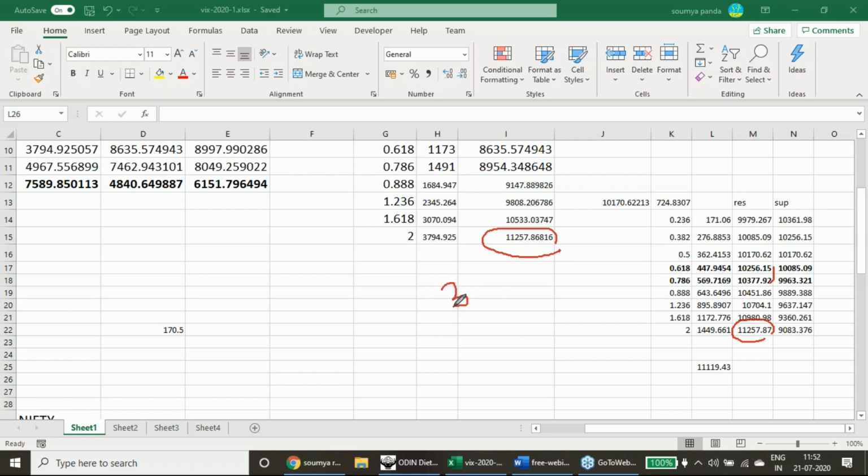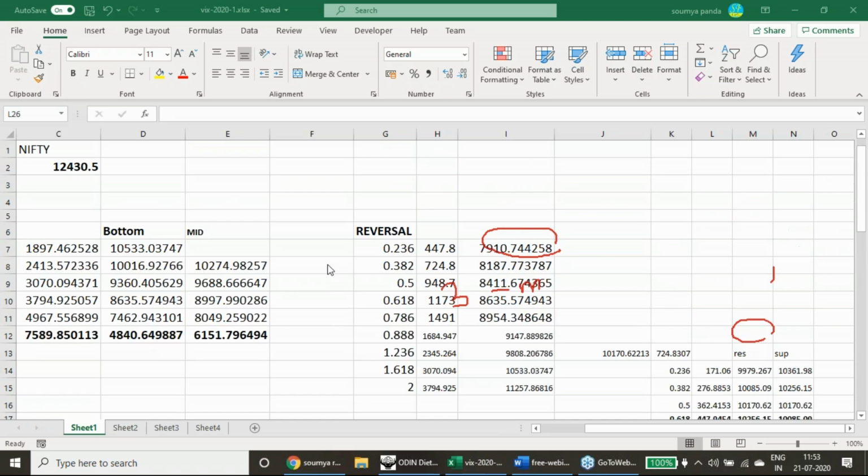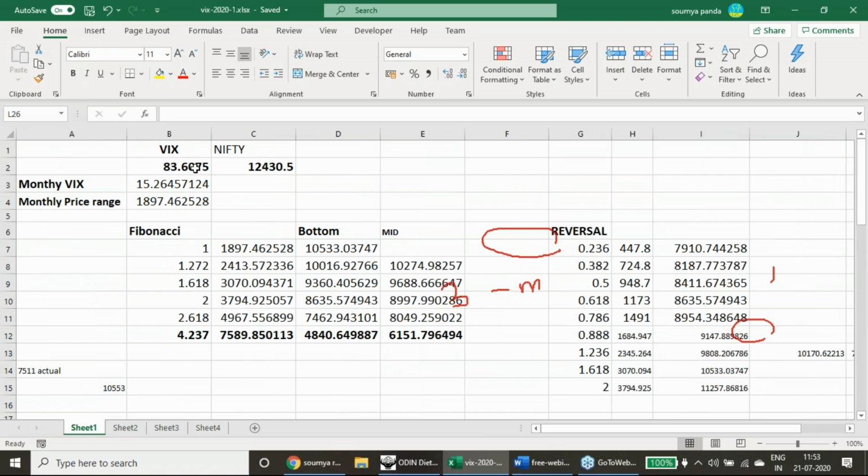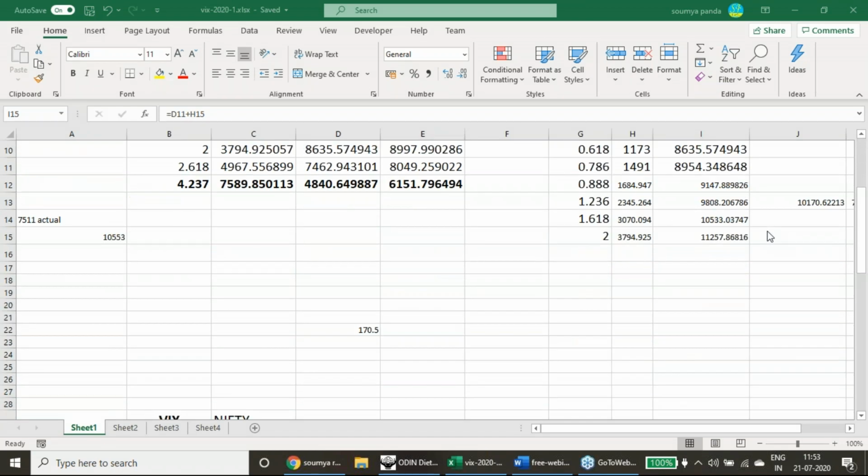And this is the calculation we did 3 months before, when the VIX peaked or made a top of 86% and settled at 83.60. So almost we are on the verge of completing this, and only 100 and odd points are left for our last estimation of 11,257. So what is the way forward? Beyond this, what do we expect? And during this period, lots of things also happened. The exact time sequence has matched.